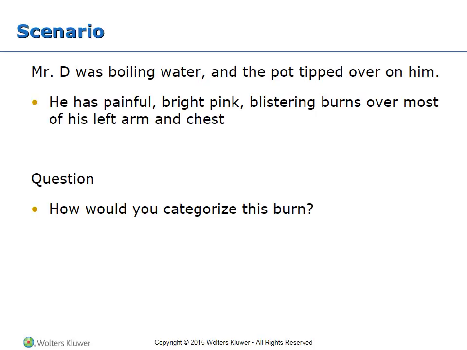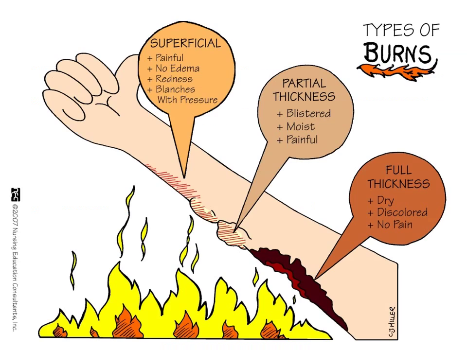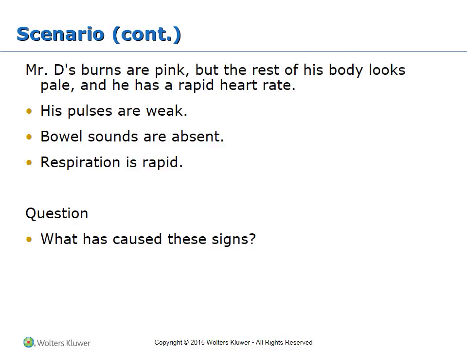So we have a scenario here where Mr. D was boiling water and the pot tipped over on him. He has painful, bright pink, blistering burns over most of his left arm and his chest. How would we categorize this burn? So if we look back at our picture here, he has a moist, blistered burn. We can obviously label this as a partial thickness burn, or if you want to go back to first degree, second degree, third degree, this is a second degree burn. And that's how we would label this burn.